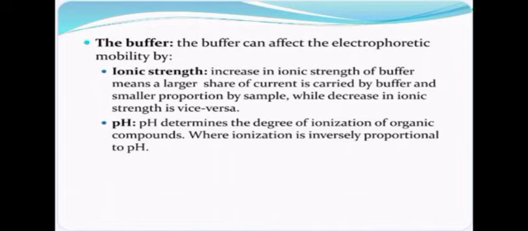The buffer can affect the electrophoretic mobility by ionic strength and pH. First one, ionic strength. Increase in ionic strength of buffer means the larger share of current is carried by buffer and the smaller portion by sample, while decrease in ionic strength is vice versa. So ionic strength of buffer affects the gel electrophoresis.